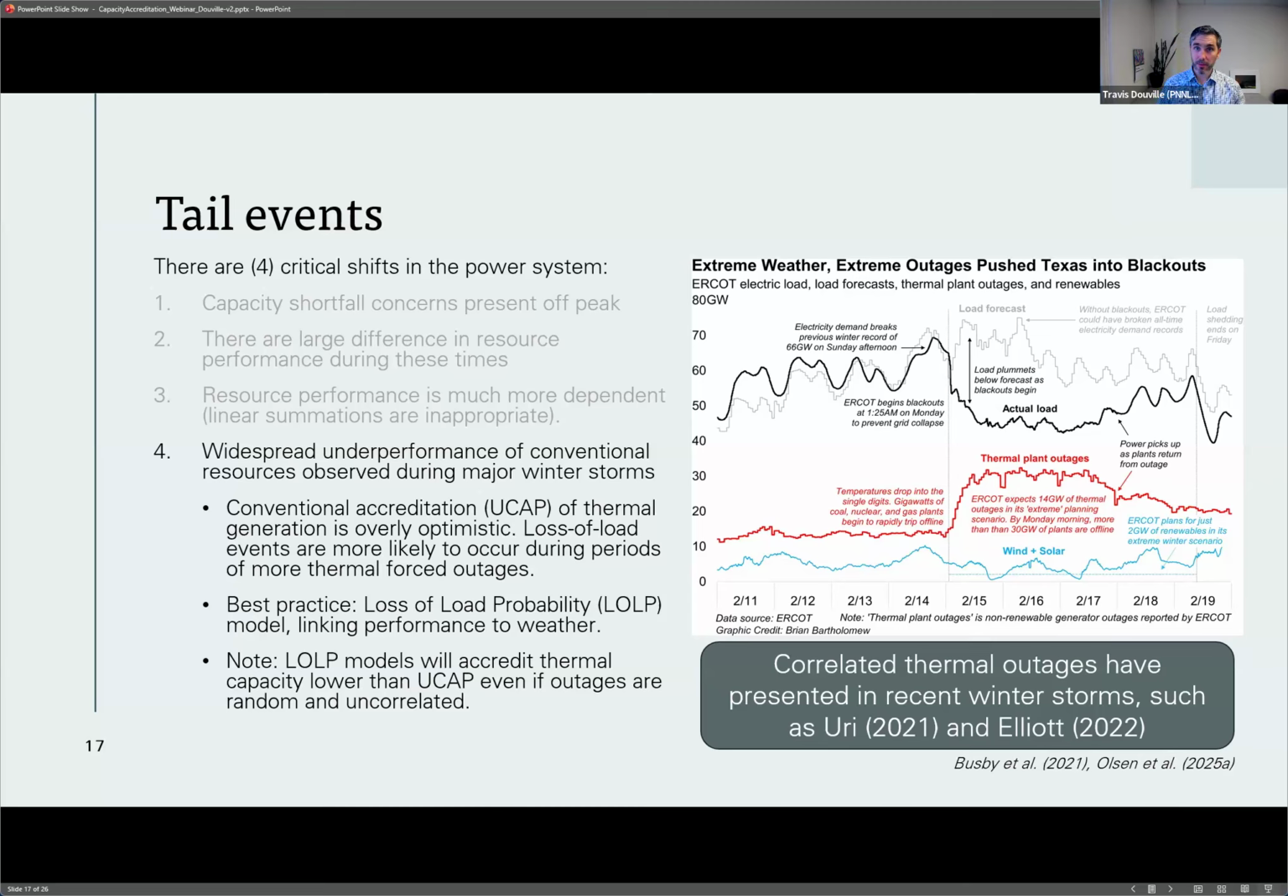If you use a UCAP or any kind of capacity summation method, the conventional methods we talked about before, you will favorably accredit capacity to thermal generation compared to a stochastic method, which captures the potential for more of these things to happen concurrently. So it's important to use these more sophisticated methods to capture the effect of uncorrelated and random outages of the thermal fleet, which have an outsized impact on adequacy.